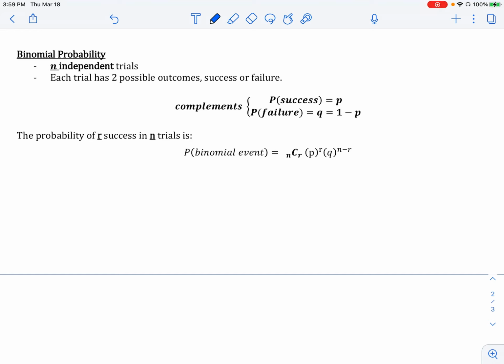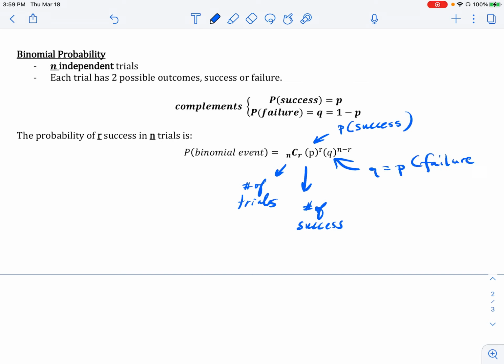Well, just to break a couple things down, the probability of R successes in n number of trials, we would say n choose R, where again, n is the number of trials and R is the number of successful events. And we'll break this down again. P would be the probability of success. And then Q is the probability of failure. Such a depressing word, failure, but just basically the opposite of success, I guess.